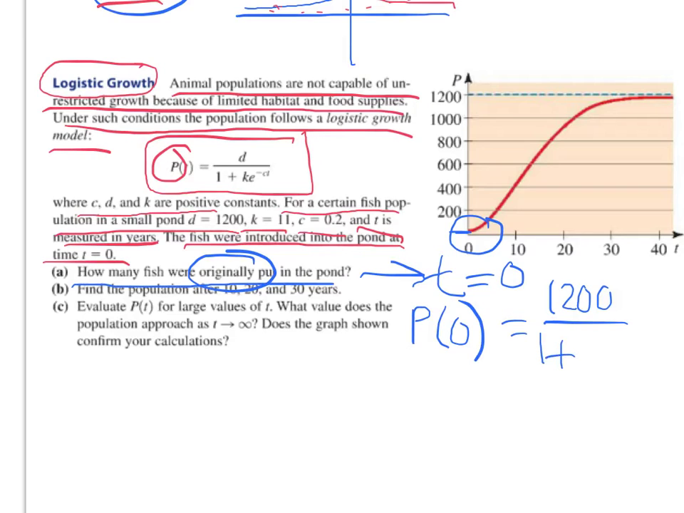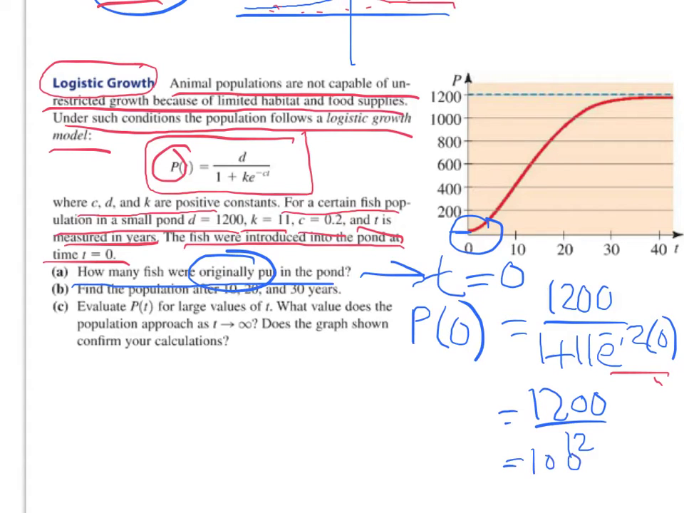1 plus K, and we're told that K is 11. E to the negative, well, C is 0.2, so 0.2 times t, which is 0. So here, this part of the expression, the e to the negative 0.2 times 0, that's just e to the 0, and any number, including e, to the 0 power is 1. So the denominator is 1 plus 11, which is 12, and so this reduces to 1200 divided by 12, and 1200 divided by 12 reduces to 100. And so that tells us that 100 fish were originally put into the pond.